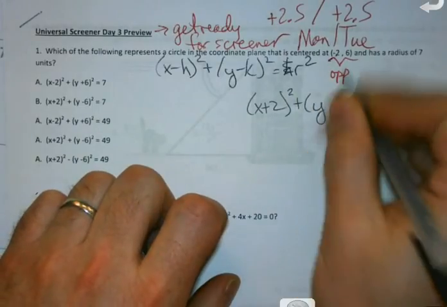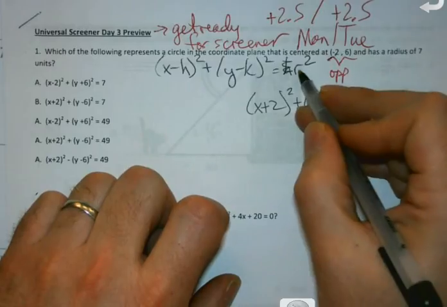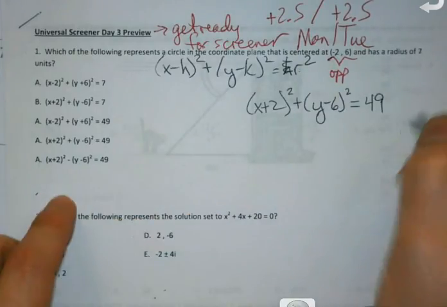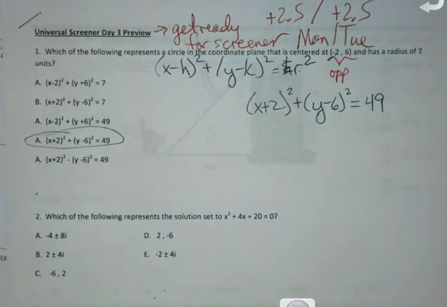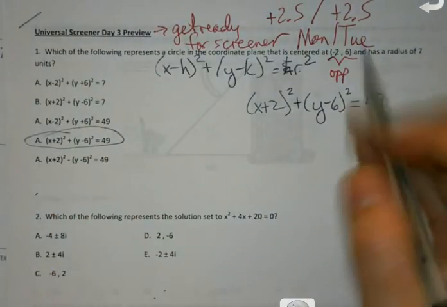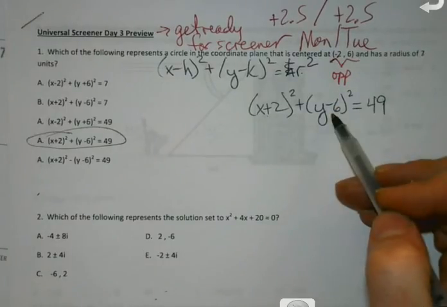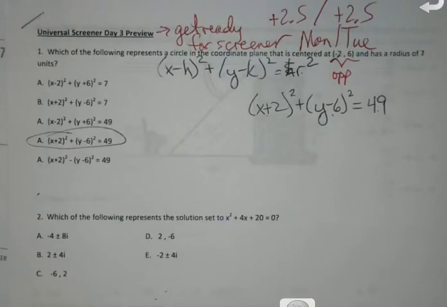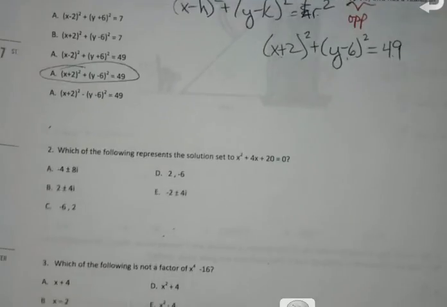And with the y, I'd have y minus 6 squared. And then I square my radius. Squaring 7 gives me 49. And then I want to be careful, make sure I pick the right one, because there's a lot of ones that are similar over here. But again, just take the opposites of your x and y when you're plugging them into the form, and then remember you're still squaring your radius. Okay? Just looking for some things with our basic circle. Talked about that a little earlier in the year, but it's been a while.